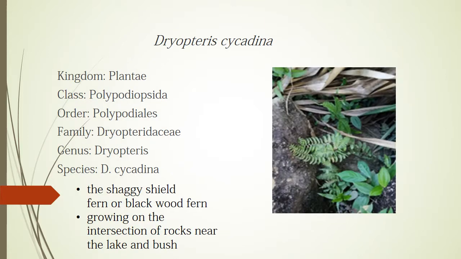The last plant that we found is Cyclosorus interruptus. The kingdom is Plantae, the shaggy shield fern or blackwood fern. It grows at the intersection of the rocks near the lake and bush.